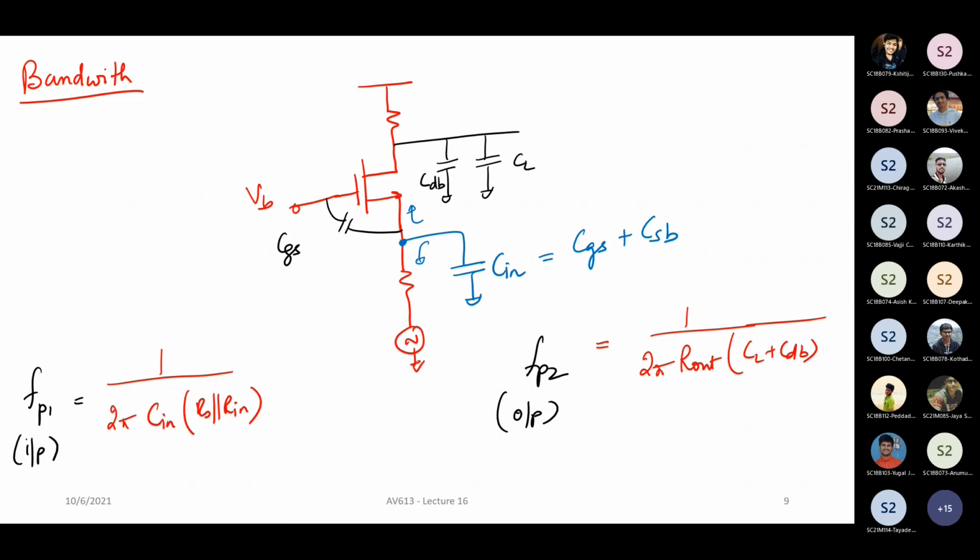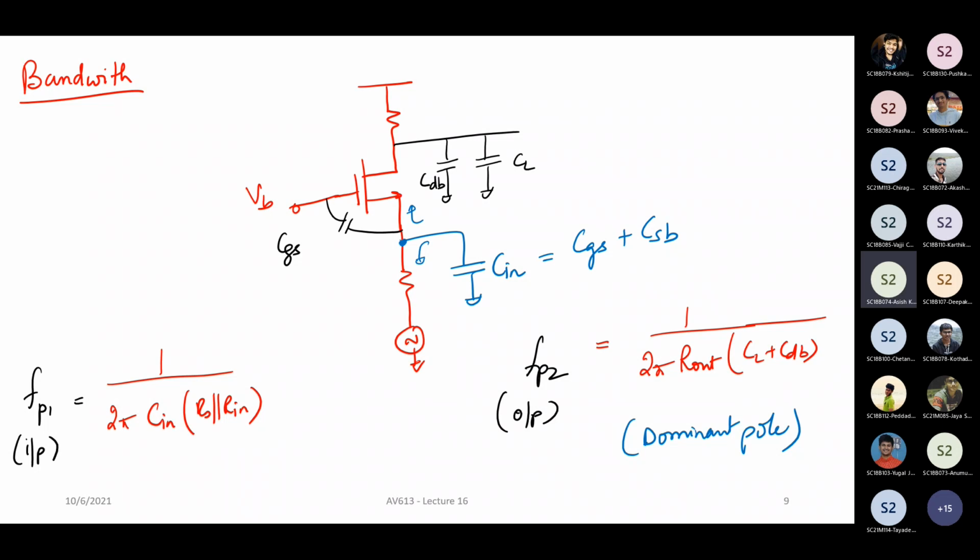Now, if you look at the values, definitely Rout is much greater than Rs parallel to Rn. Cin is CGS plus CSB, and mostly the CL will be a little higher, and therefore FP2 will be the dominant pole. Now, we only need to look at noise. Maybe because that's a little longer thing, I will take it up in tomorrow's class.